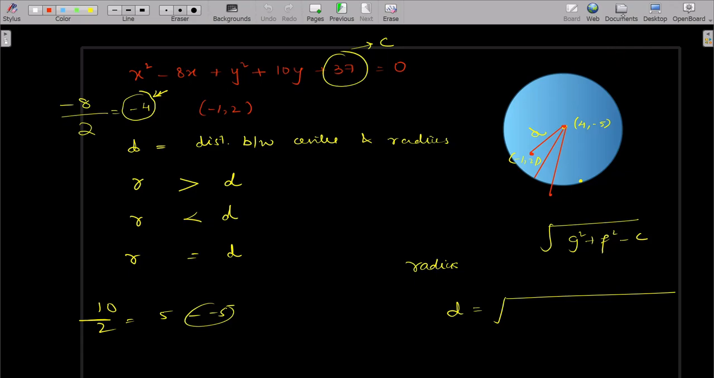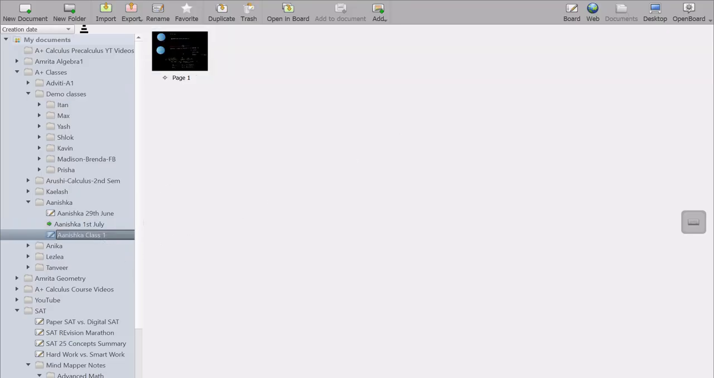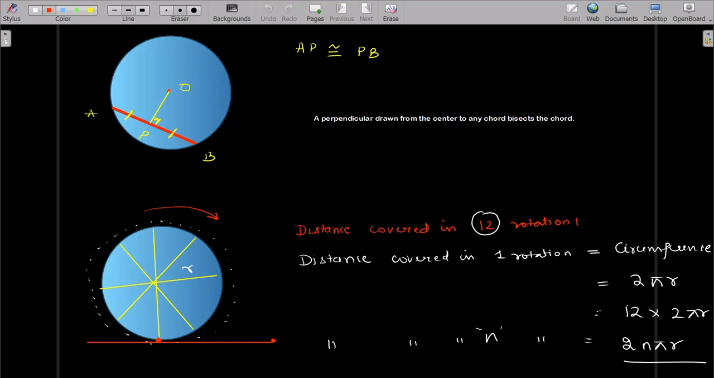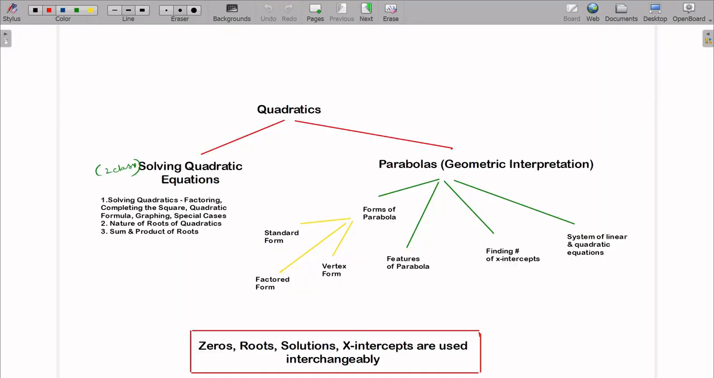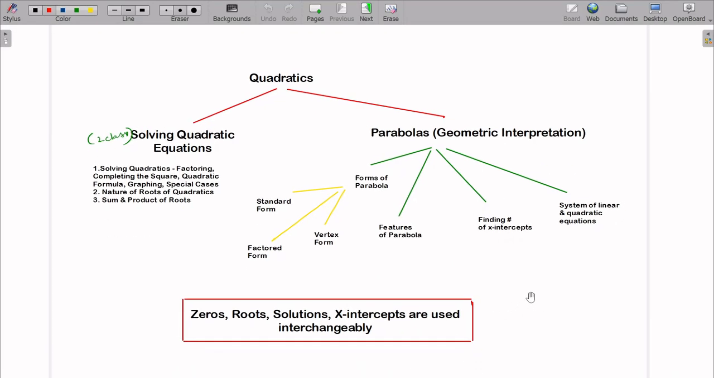Yes, because today we have completed circles. We will be starting the new topic of quadratics. This is all that we have to do in quadratics. First is how to solve quadratic equations. Second topic is the geometric interpretation of quadratics. The graph of a quadratic function is a parabola. So that will be our second big topic.